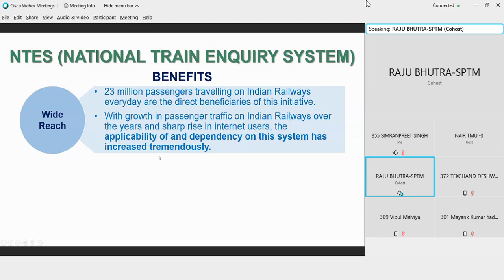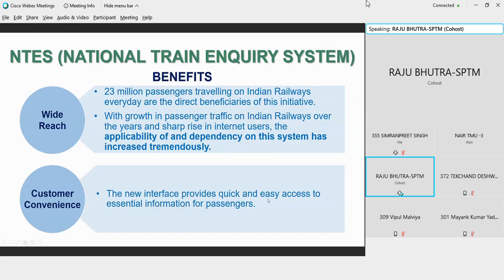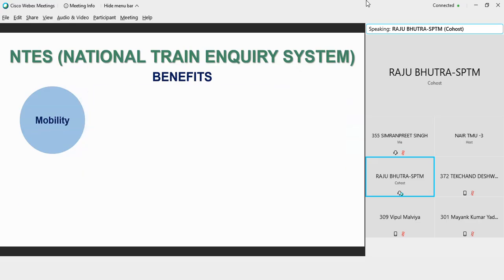So, when all the passenger trains were running, this app was being heavily used because it is very convenient for the passengers, and it is very user friendly also. So its applicability and its dependency on NTS increased tremendously. Customer convenience. The new interface provides quick and easy access to essential information for passengers. So it is very convenient for the passengers.